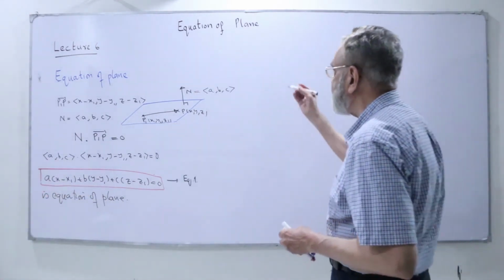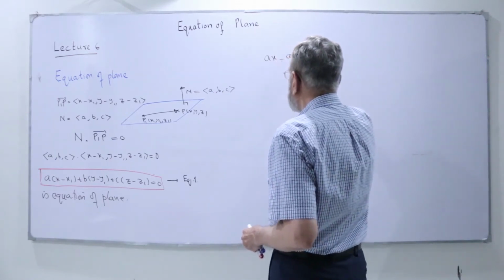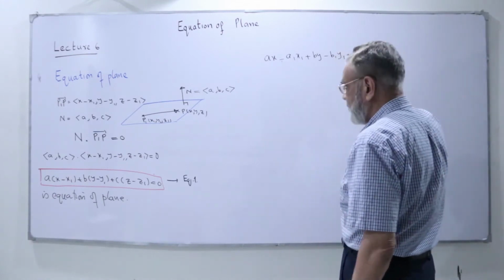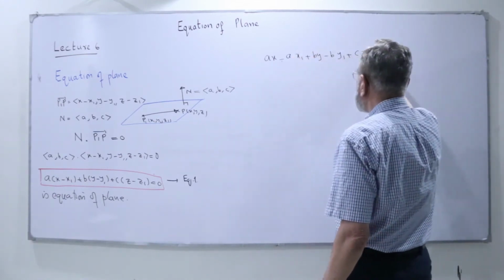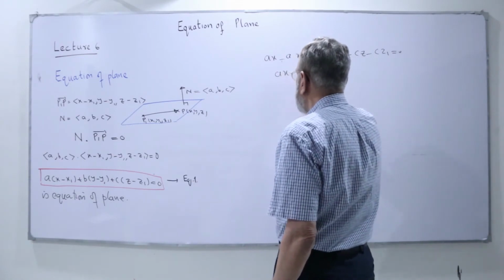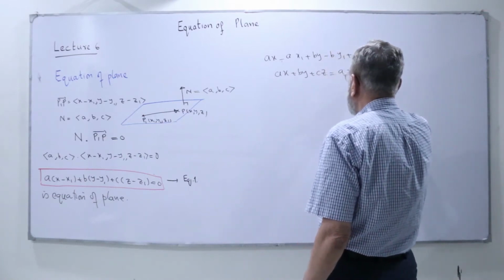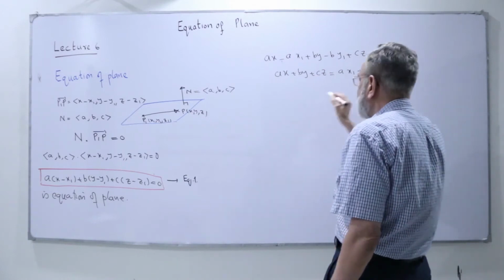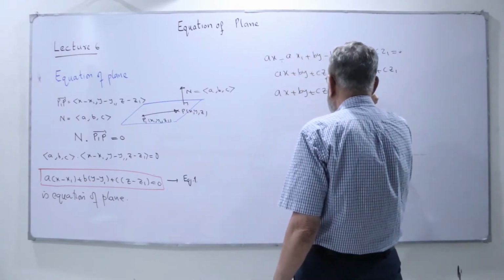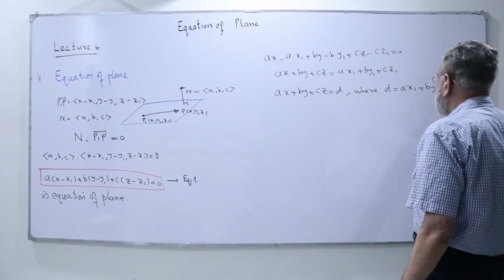Now I just multiply them out, and we get ax minus ax1 plus by minus by1 plus cz minus cz1 equal to 0. Or I can write this as ax plus by plus cz is equal to ax1 plus by1 plus cz1. We say this is ax plus by plus cz equal to d, where I define d as ax1 plus by1 plus cz1.